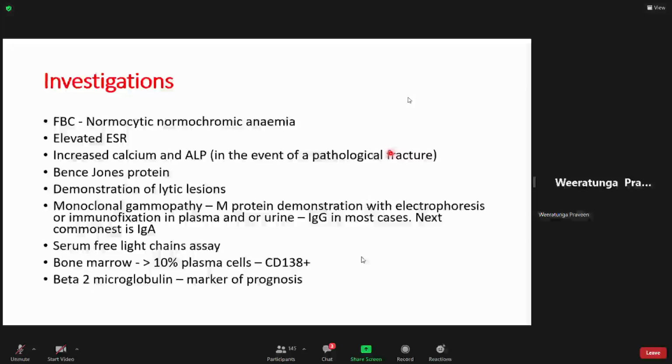And then remember, once you have demonstrated that there is monoclonal gammopathy, you need to demonstrate that there is end organ damage. So that will be lytic lesions in the bone marrow, renal impairment, hypercalcemia, right? And it can cause renal amyloidosis as well, because these abnormal proteins deposit in the kidney.